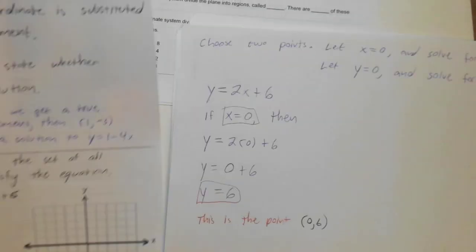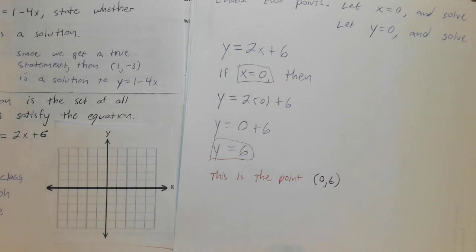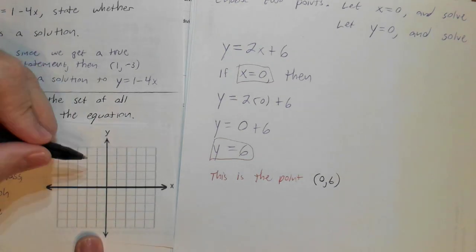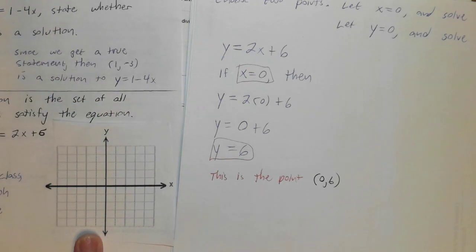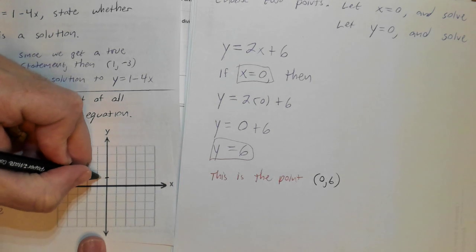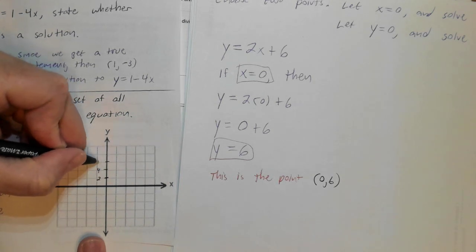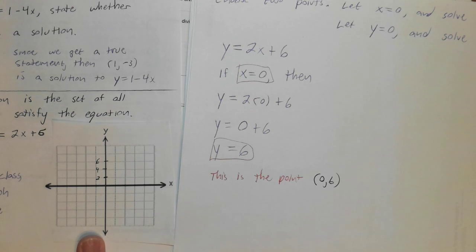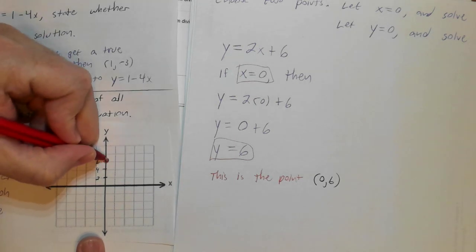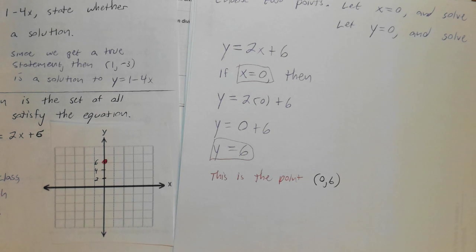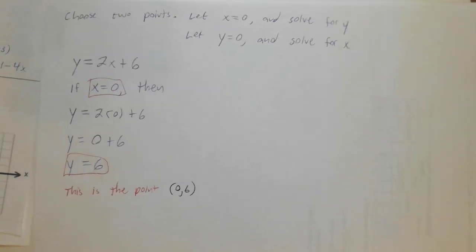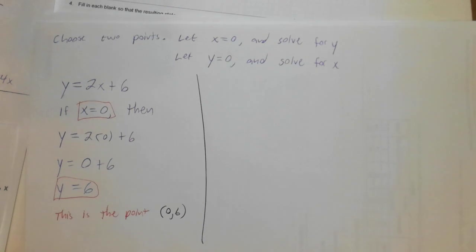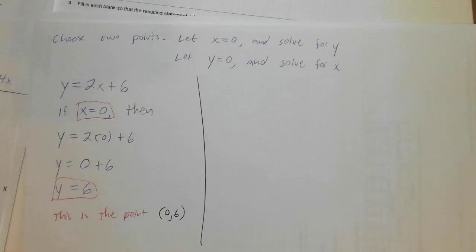So on my graph right here, I can plot (0, 6). Well, I'm going to run off the page, so each of these for mine will be 2: 2, 4, 6. So my first point is (0, 6). Now I need one more point. So I'm going to do the other intersection. I'm going to let y be 0.